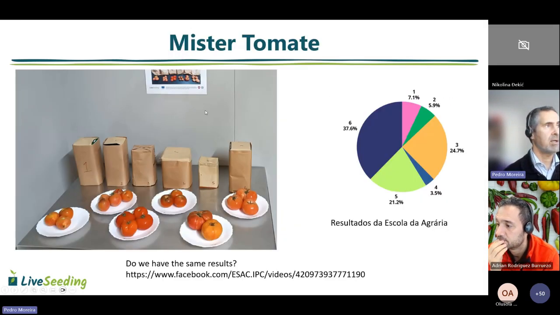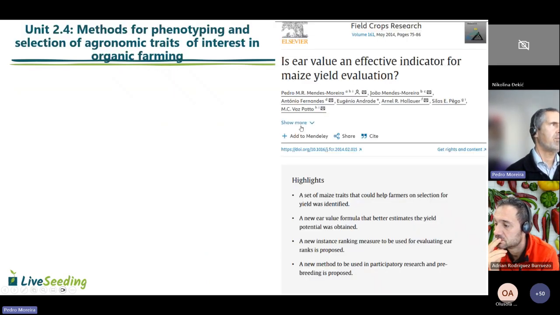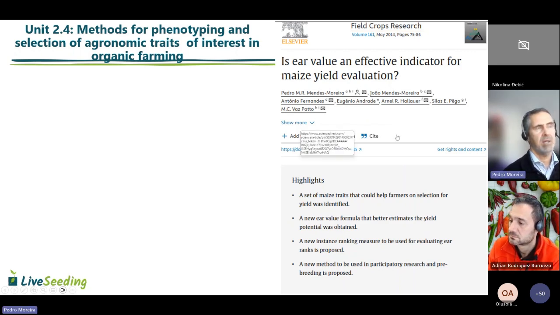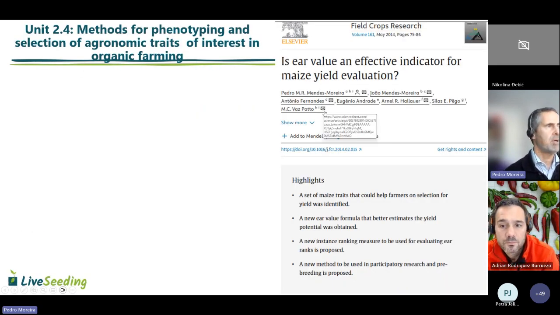Well, the other thing we were talking about was initiatives in terms of key traits, and one of them was how to select these key traits. Another example we did was in the case of maize, to select some of the key traits. You can find more information in this paper.